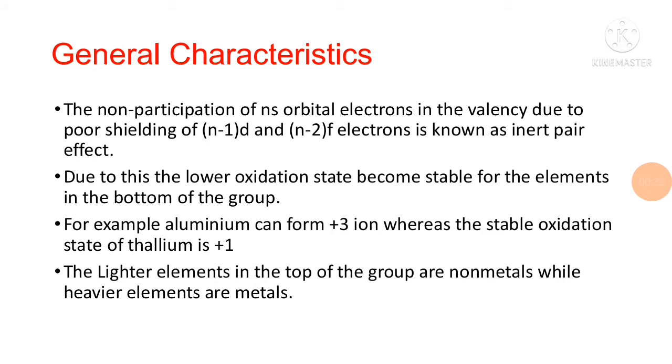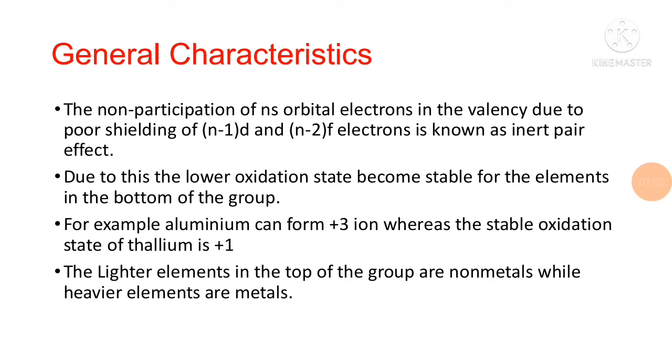The maximum oxidation state formed by a P block element is equal to the group number minus 10, where the group number is 13 to 18. We know that on moving down a group, a lower oxidation state, which is 2 units less than the highest group oxidation state, is found to become more stable.